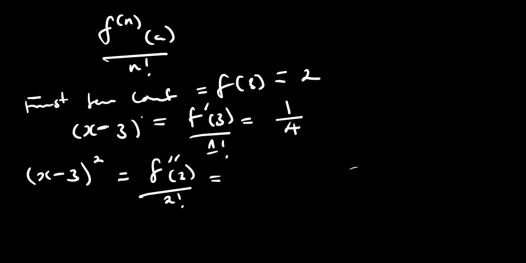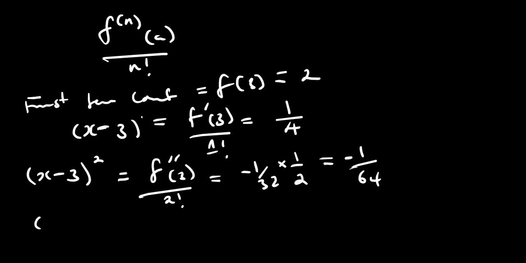So negative 1 over 32 divided by what? 2. So divided by 2, that's the same as saying multiplying by 1 over 2, which is a half, and this is going to be negative 1 over 64. So I get that value there.